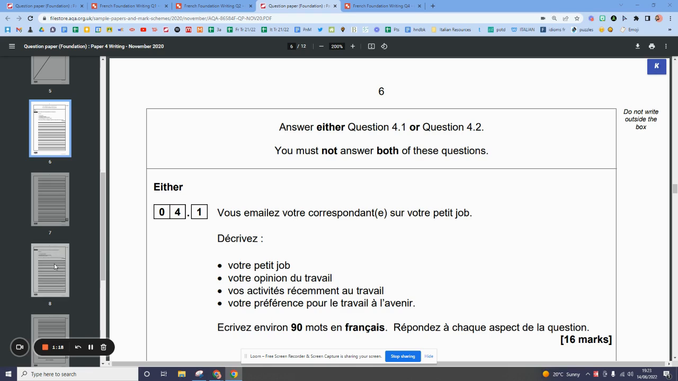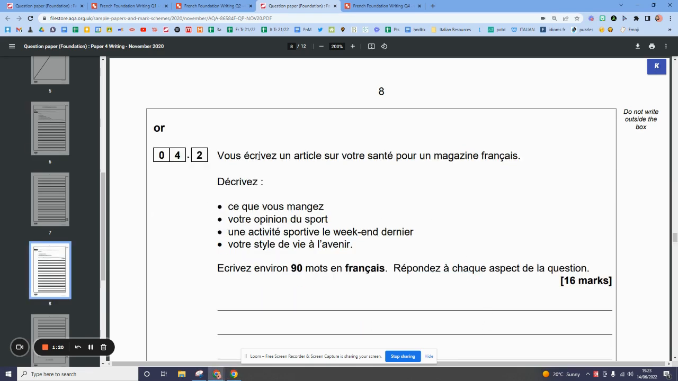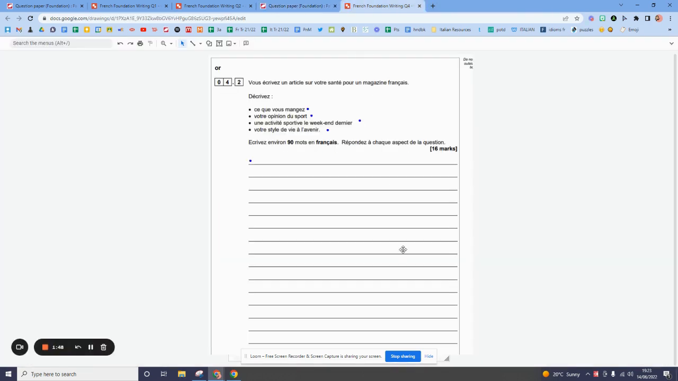Let's see what we got to offer for part 2. Vous écrivez un article sur votre santé pour un magazine français. Décrivez. You're writing an article about your health for a French magazine. Describe. So I'm going to go for this one. Oh, here's one I prepared earlier. What's my first job? Just like the 40-worder, my first job is to translate my bullet points, which I just put together.